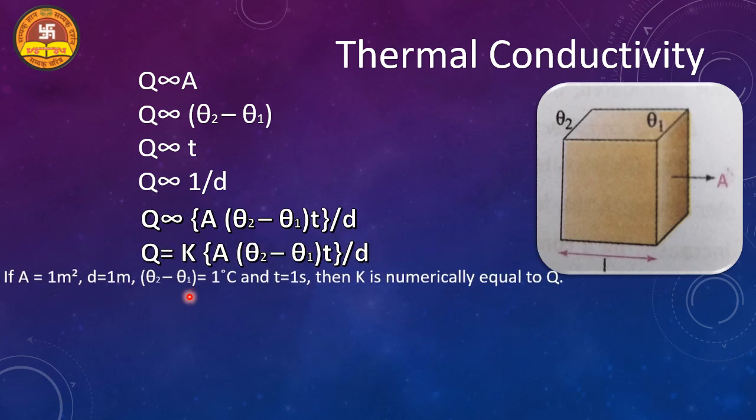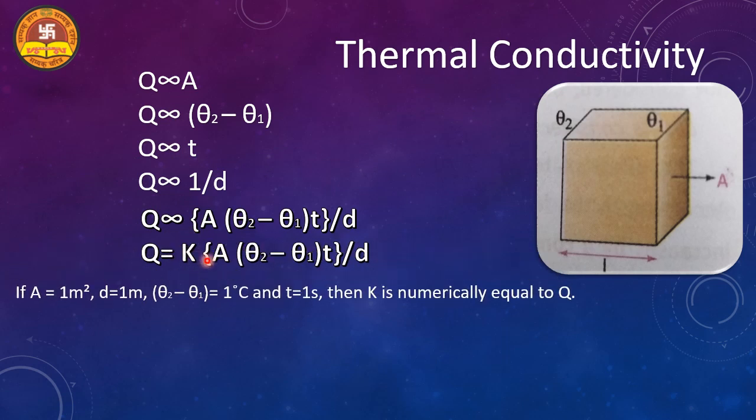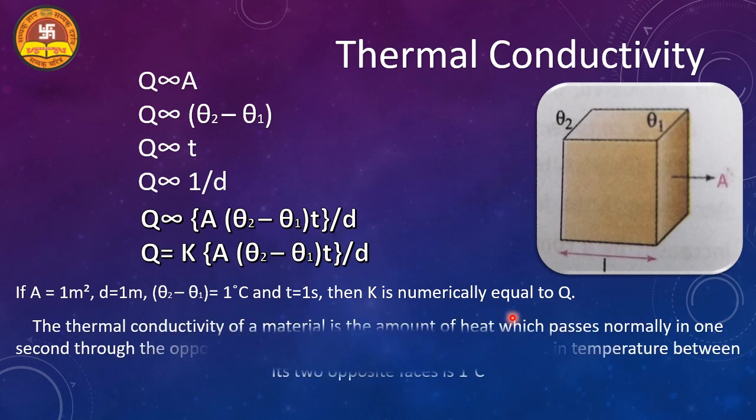Now from this equation we can define K. See, if I take area as 1 meter square and the width as 1 meter and the temperature difference between two surfaces as 1 degree centigrade and the time as 1 second, then what are we getting from this equation? Q is equal to K into, see these are all 1. That means Q equals K. So Q is numerically equal to K.